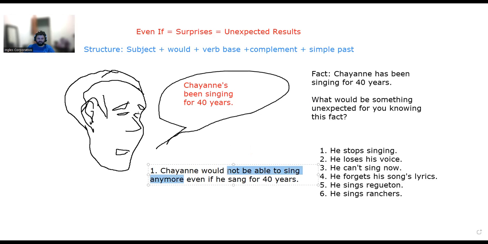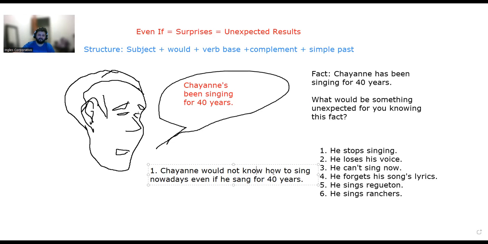Or you can say Chan would not know how to sing nowadays, even if he sang for 40 years. Okay, so that would be a surprising fact, right? And we can say this, guys, of course, in first conditionals, right? So even, guys, if we're talking about second conditionals, we can use it in other tenses too, right? As long as it is something surprising, right? So we can say that, right?